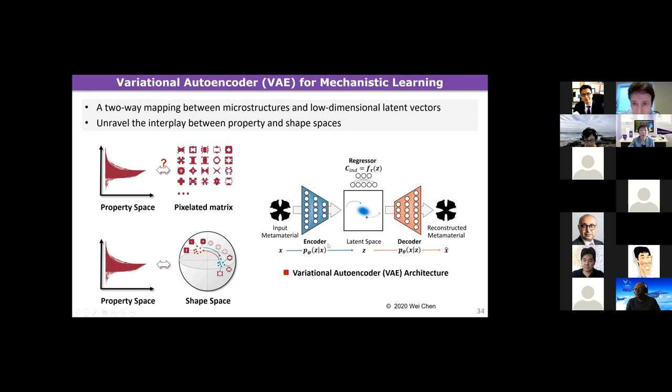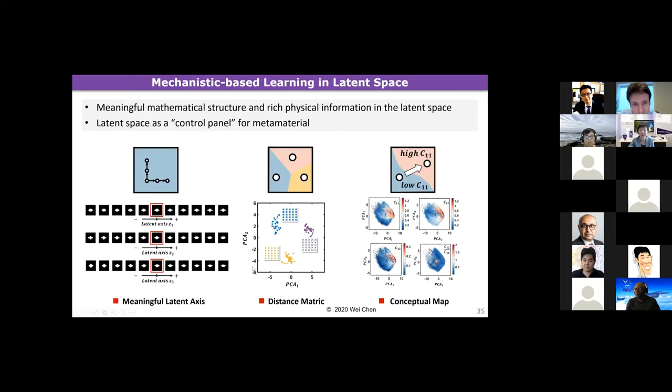And using machine learning methods such as a variational autoencoder, here we're adding a regressor in the middle and using the encoder to identify the latent space. And we create a mapping between the property as well as the structure. If you look at all those structures, they're very messy, right? But the machine learning will give you a more structured understanding, or mechanics-based understanding.